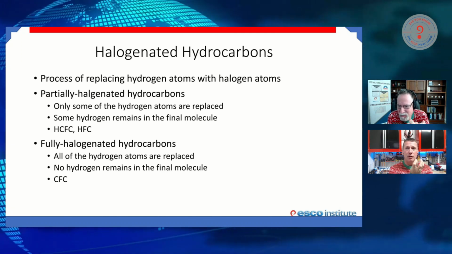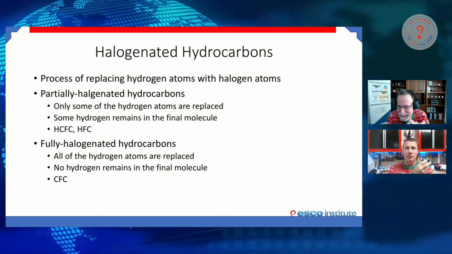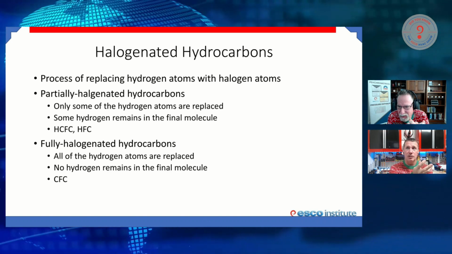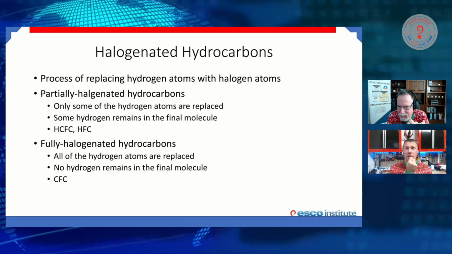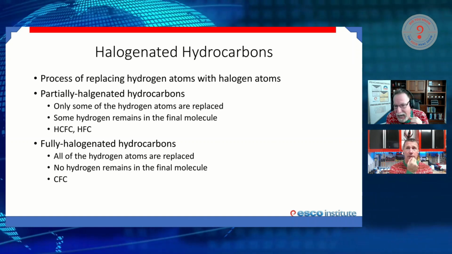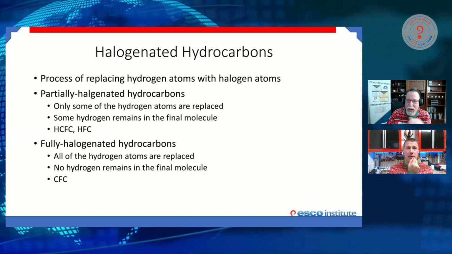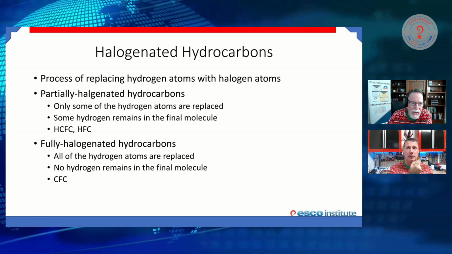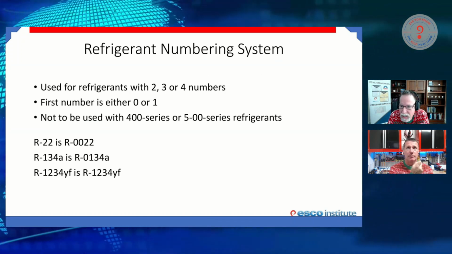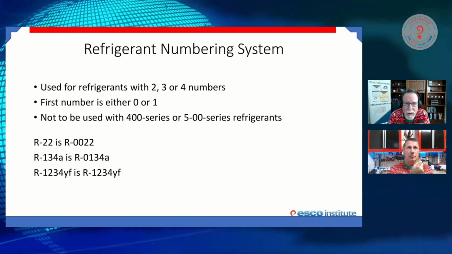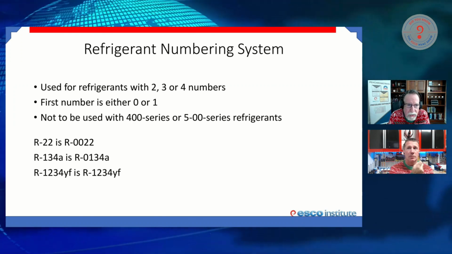So we started out as a hydrocarbon, removed all of the hydrogen, left the carbon, and attached whatever new atoms to the molecule. And that's a fully halogenated hydrocarbon because there's no hydrogen left. So just some semantics getting into the structure of our molecules.